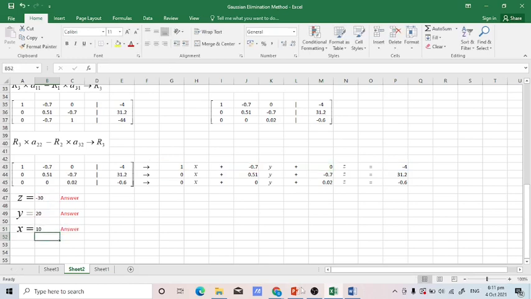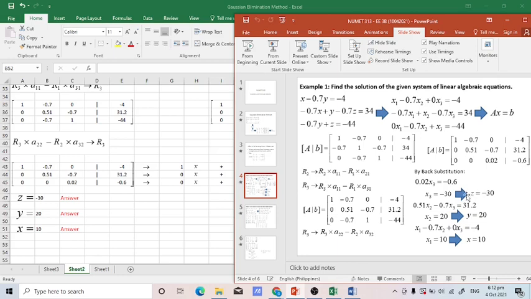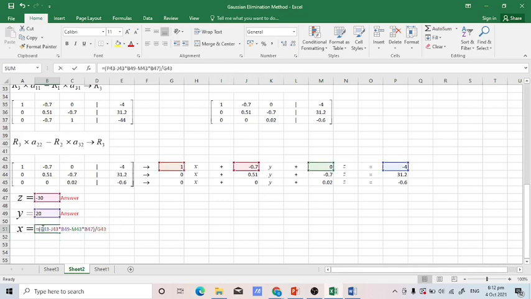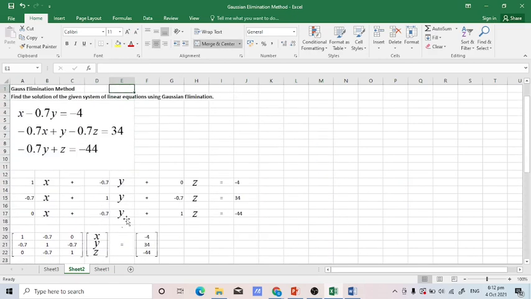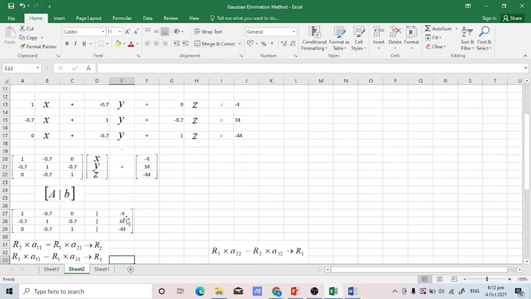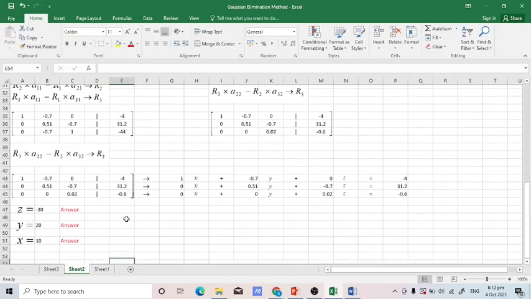So, check nga natin kung tama. Ano yung mga sagot. Z is negative 30, Y is 20, X is 10. Any question? Ha? Still there? Wala pa naman po, sir. Okay. Yan. So, we can check our answers. Tignan natin kung tama, no?